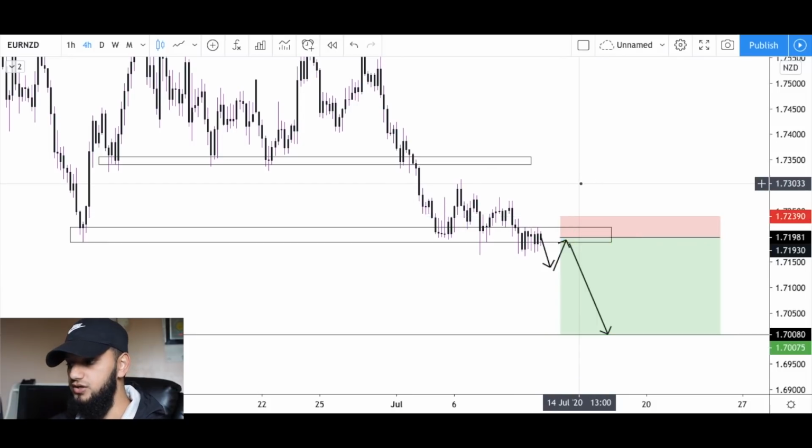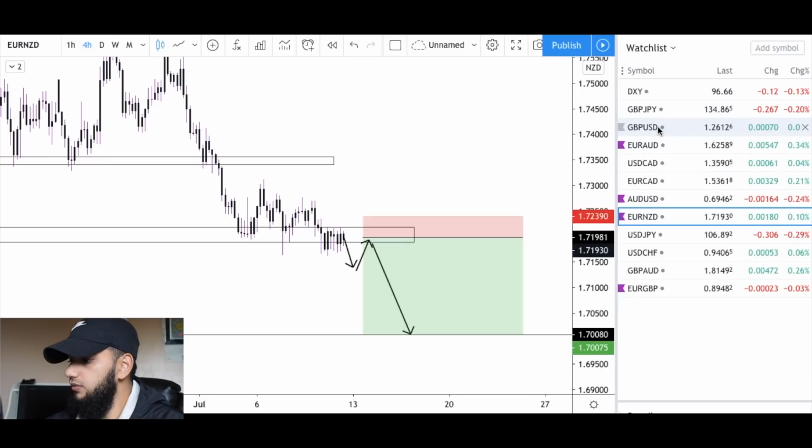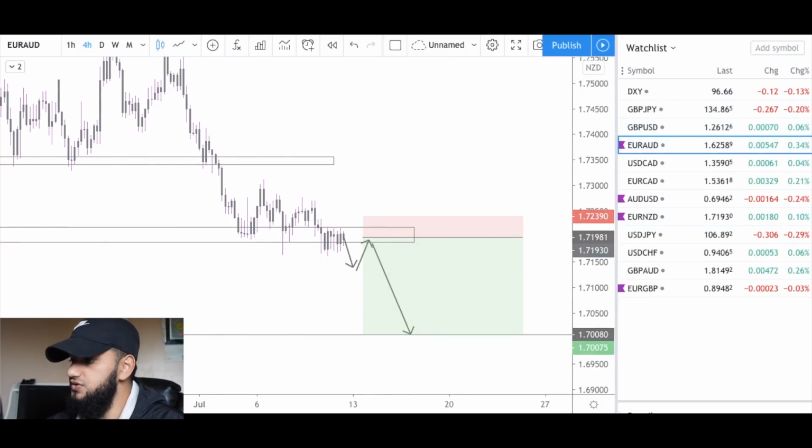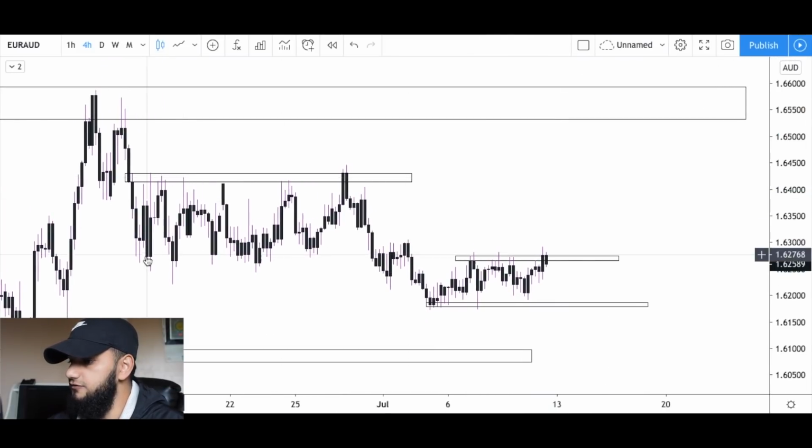We could have a very good risk reward on this as well. Now, another setup I want to go through is EURAUD. So let's go through that one first. Now, we had this huge consolidation box here, which we ultimately broke through last week.